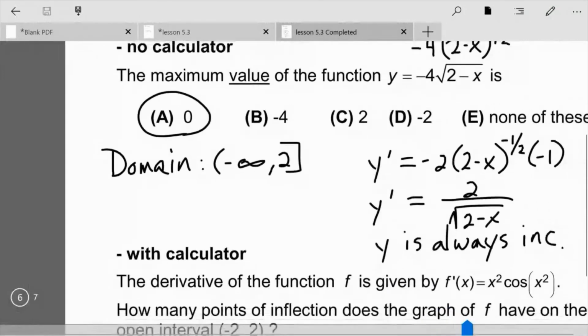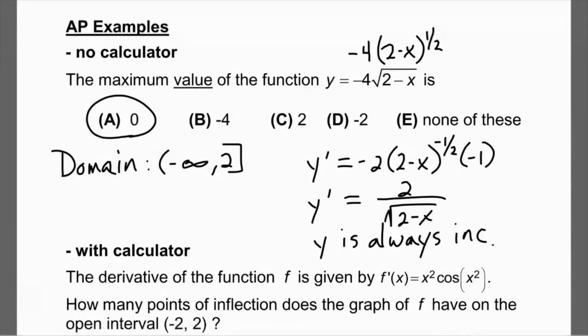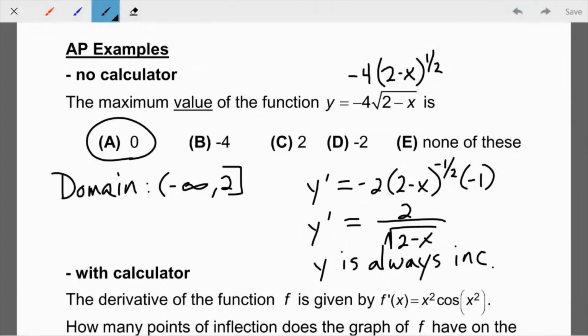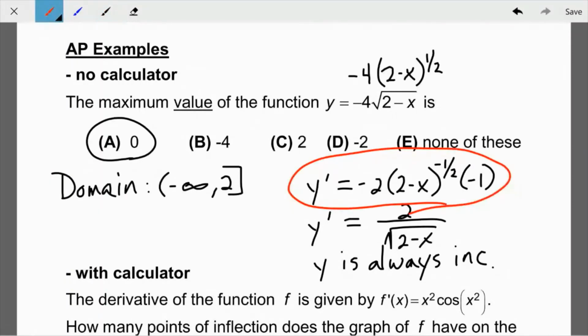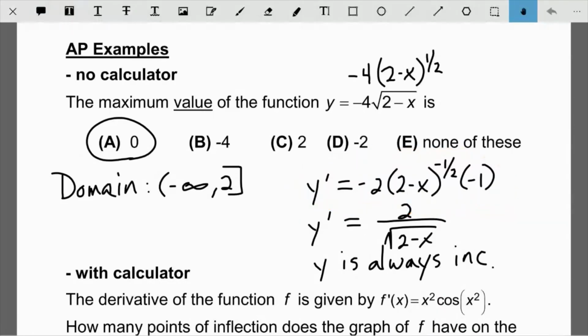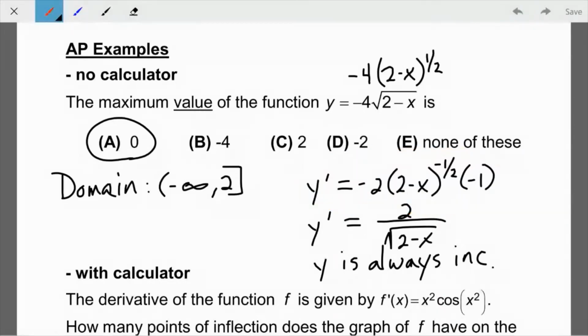Okay, and here's what you should have ended up with here. So they asked for the maximum value of the function. So there's a couple of things about this. What I started with was I went through and I said, okay, let me take my derivative here, and when I simplified it down, I got it into this form right here: 2 over the square root of 2 minus x.